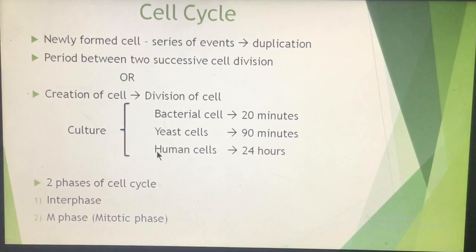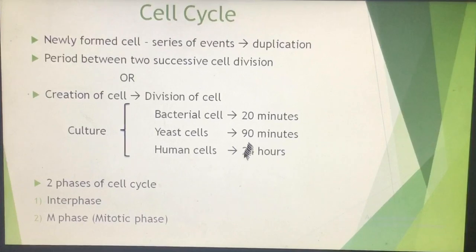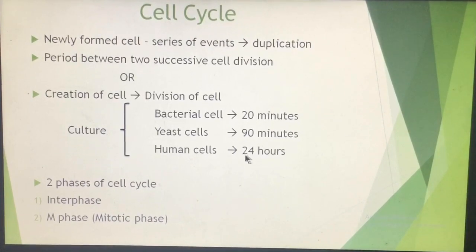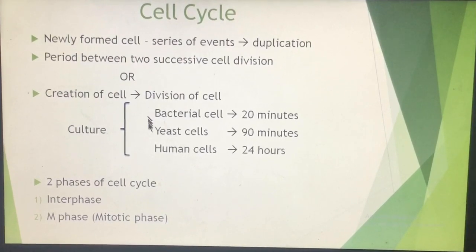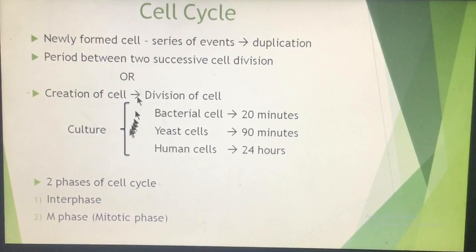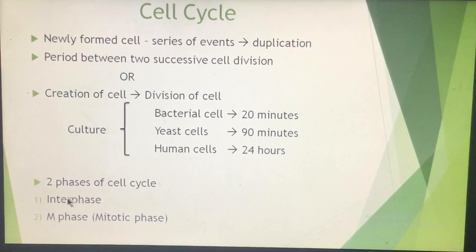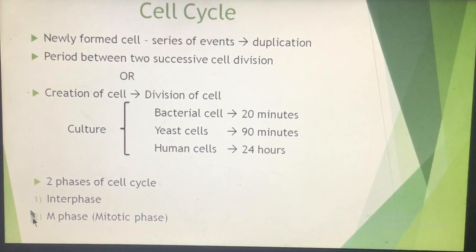Whereas in human, we are talking about in general, one cell gives rise to another cell, that means the cell cycle takes around 24 hours. So the duration of the cell cycle is different in different organisms. Now this cell cycle has two phases. इस cell cycle के दो phase हैं. The first phase is known as interphase, and the other phase is known as M phase. M phase indicates the mitotic phase. So these are the two phases of a cell cycle. Cell cycle consists of two phases.